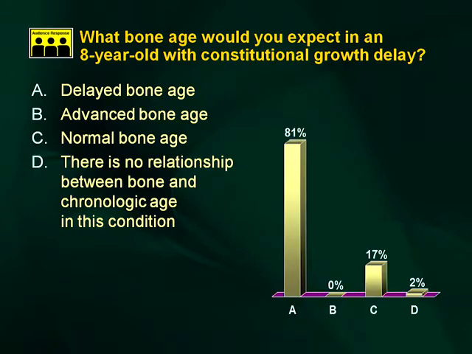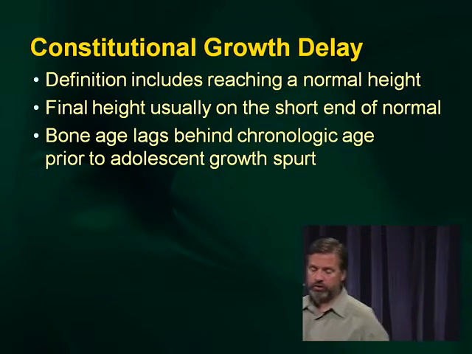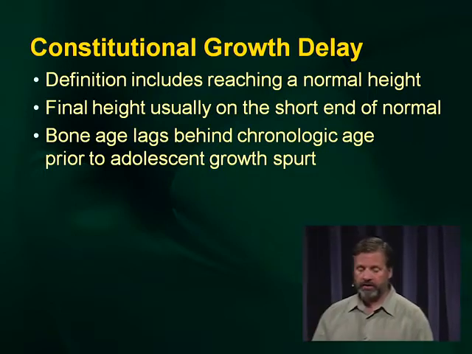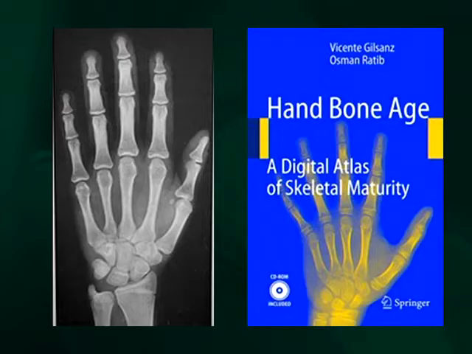All right, excellent. What you recognize in this is that this patient actually has growth potential, which means that their bone age is typically going to be delayed. Constitutional growth delay usually involves reaching a normal height. The final height is usually on the shorter end of normal, but the bone age typically lags behind the chronological age prior to the adolescent growth spurt.